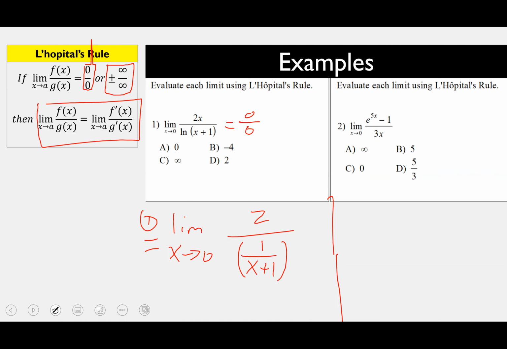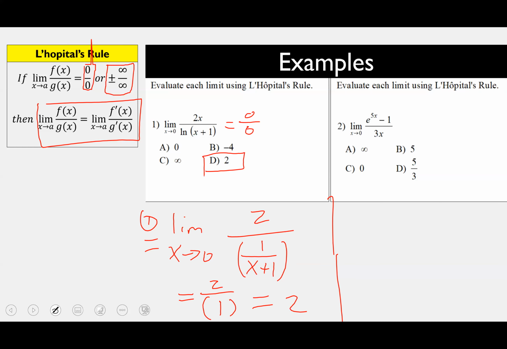If I plug in x equals 0 right now, what happens? 2 over 0. Oh, not 2 over 0. If x is 0, this will be 1 over 0 plus 1. It will be 1. Right. So the answer. Okay. Yes. Okay.